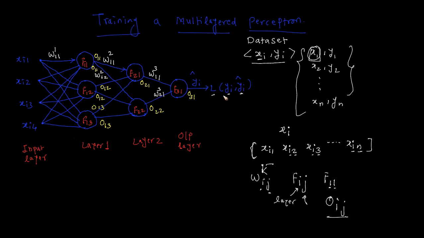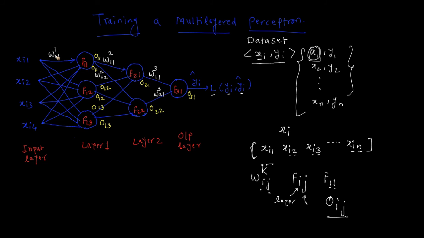Okay, with these notations, let us start on how to train this multi-layer perceptron. Training a multi-layer perceptron means finding the weights. For simplicity I have written only one weight here. I will have 4 into 3, that is 12 weights here, right? So this weight will be W112. That means this weight is going in layer 1 and it is coming from the first feature and going to the second neuron here, right?